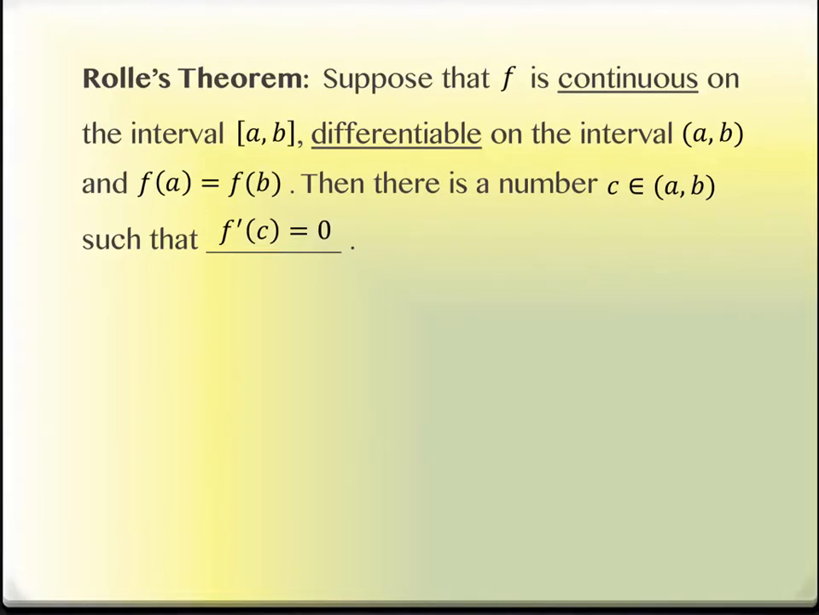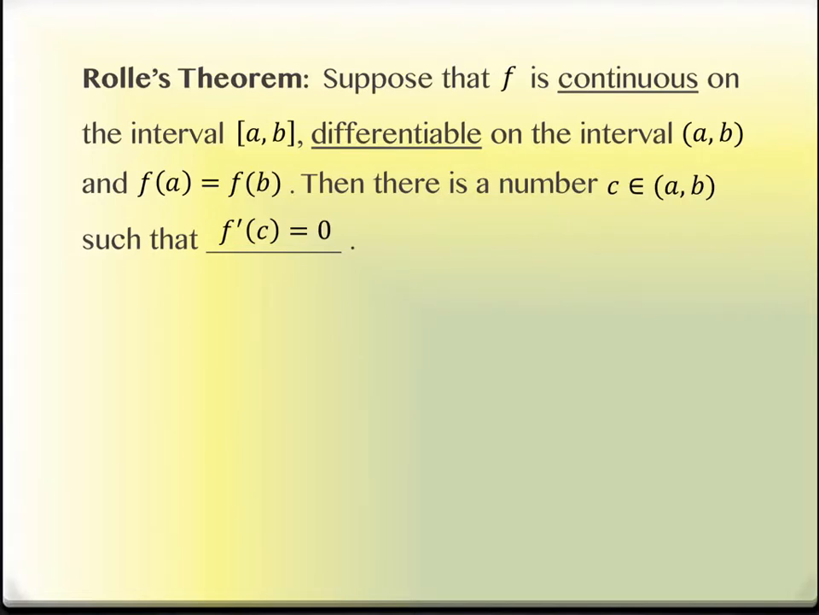Rolle's theorem says that suppose we have a function that's continuous on the closed interval [a, b], differentiable on the open interval (a, b), and the endpoints are equal. Then there is a number c between a and b where the derivative is 0.